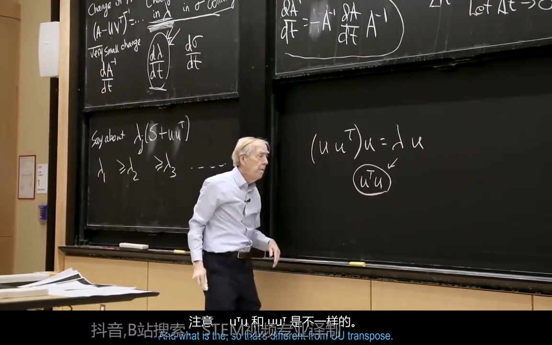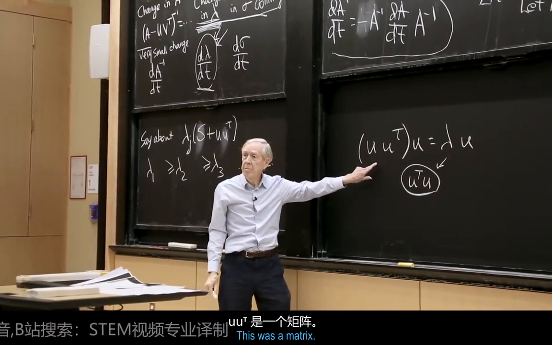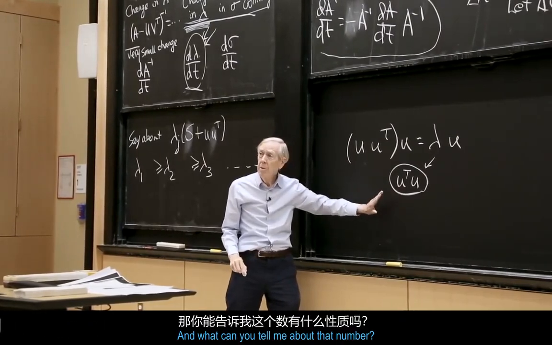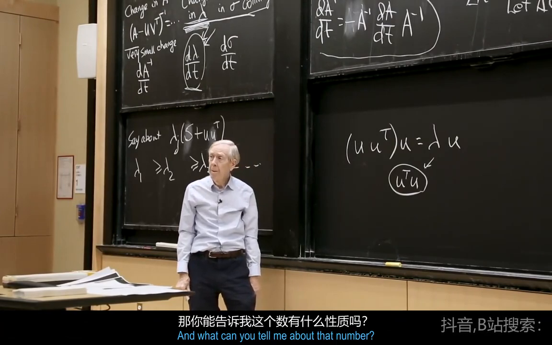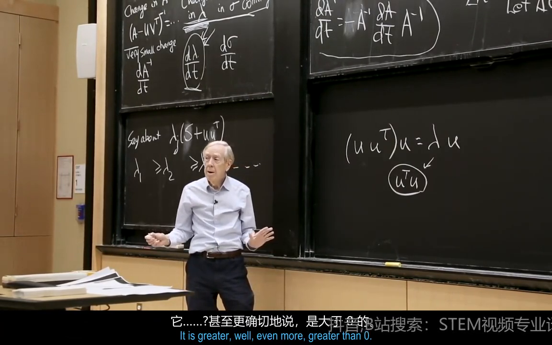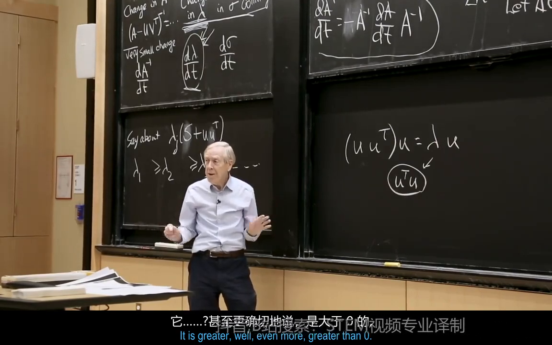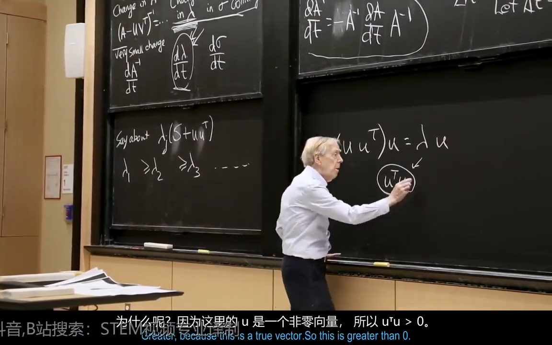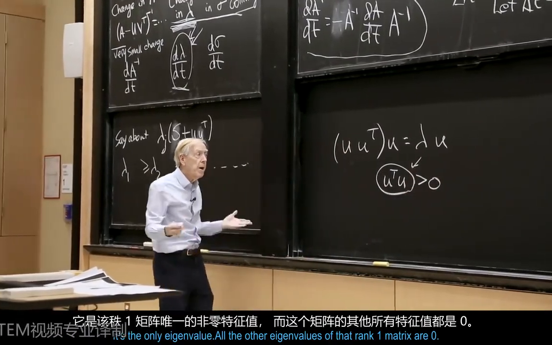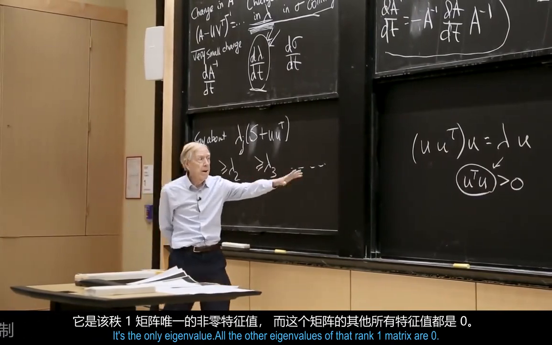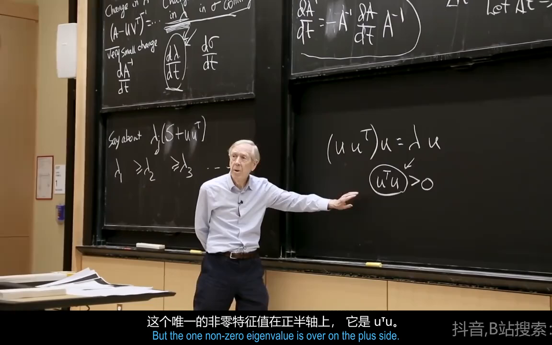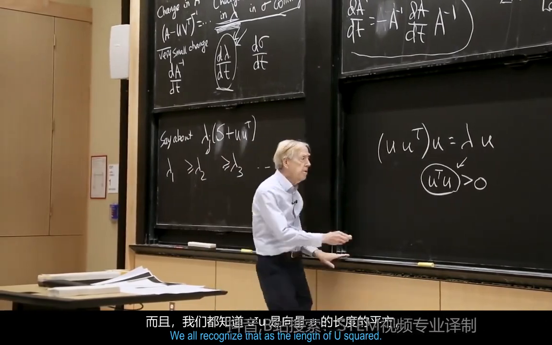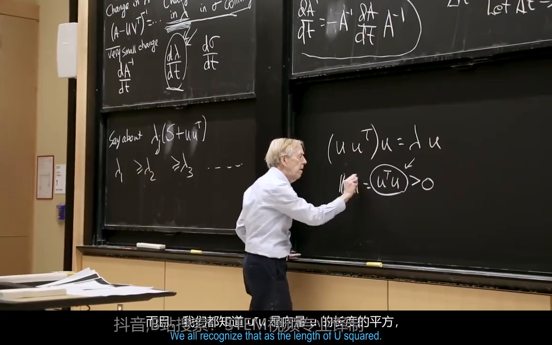So that's different from UU transpose. This was a matrix. Everybody, this is 18.065 now. That's a number. And what can you tell me about that number? It is greater than 0. Greater, because this is a true vector here. So this is greater than 0. It's the only eigenvalue. All the other eigenvalues of that rank 1 matrix are 0, but the one non-zero eigenvalue is over on the plus side. It's U transpose U. We all recognize that as the length of U squared. It's certainly positive.